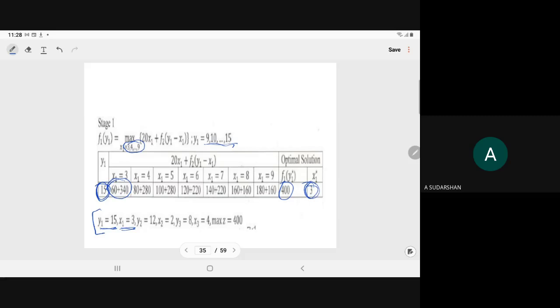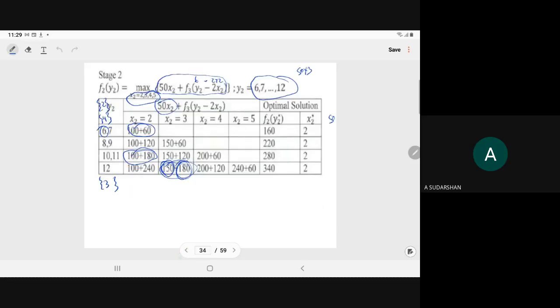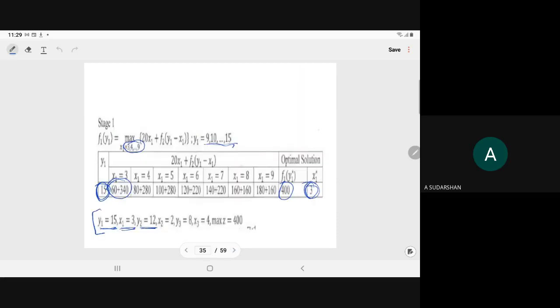So when x1 is equal to 3, it means you have used 3 units of space. So remaining space will be 12. Remaining space is 12. So corresponding to 12, now x2 is equal to 2. Corresponding to 12, x2 is equal to 2. So x2 is equal to 2. It means 2 items of type 2 of 2 units weight.